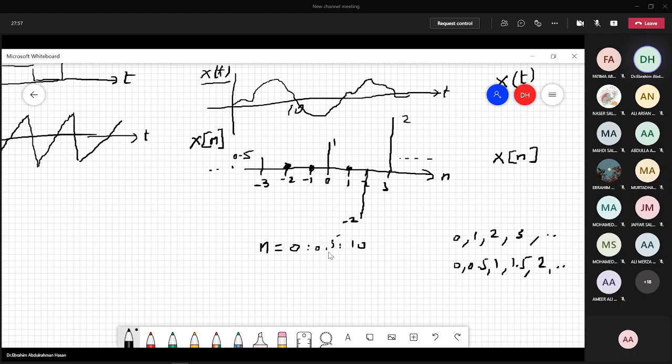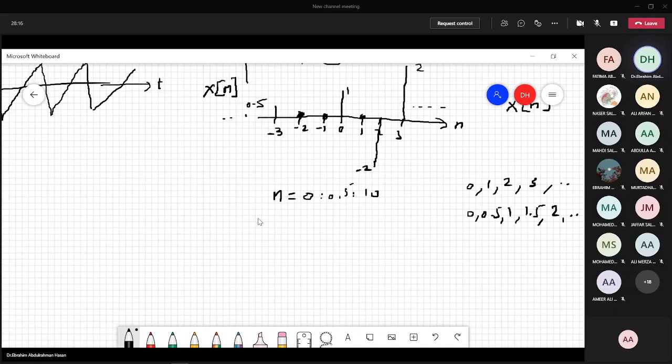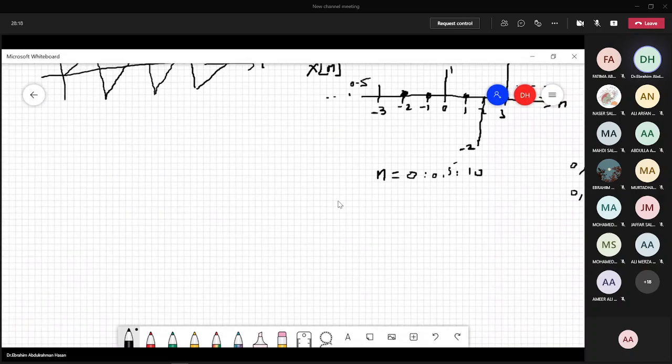Okay, here I'm taking 0.5 sampling. Sampling rate is equal to 0.5. So this is at 0, this is at 0.5, this is the value at 1, this is the value at 1.5, and so on.